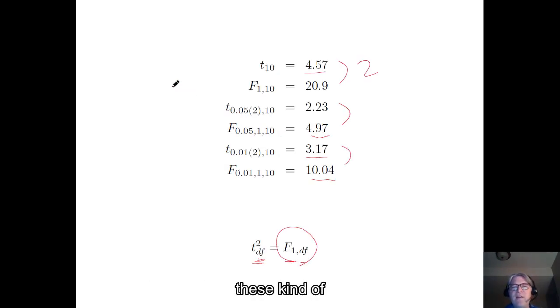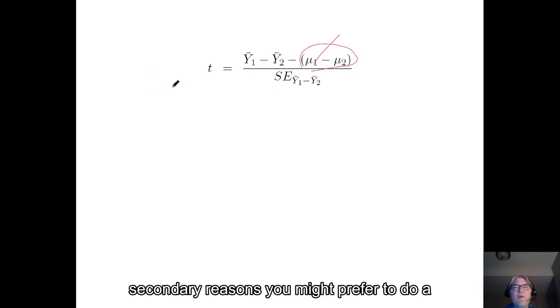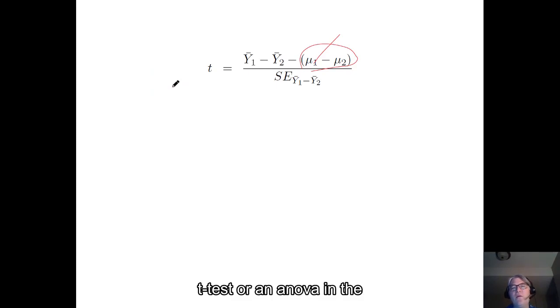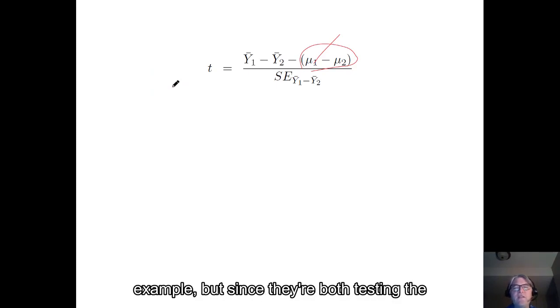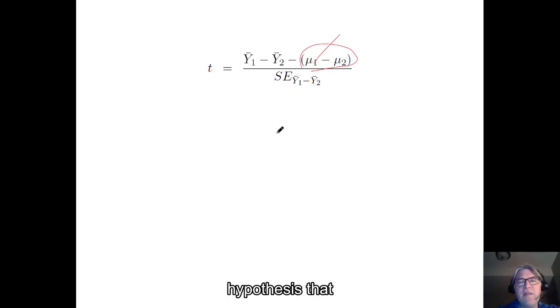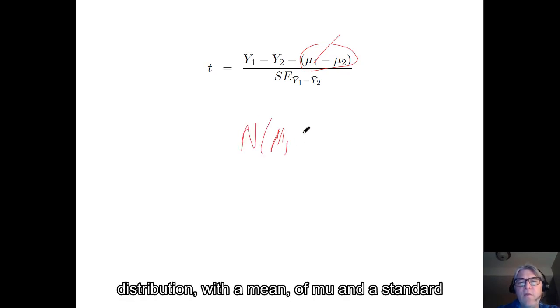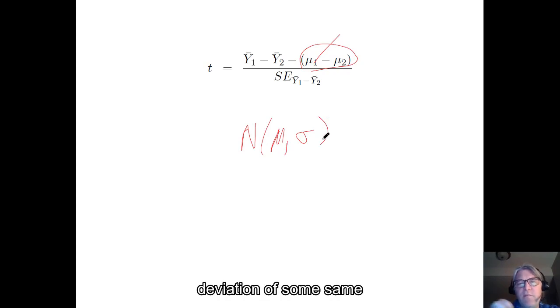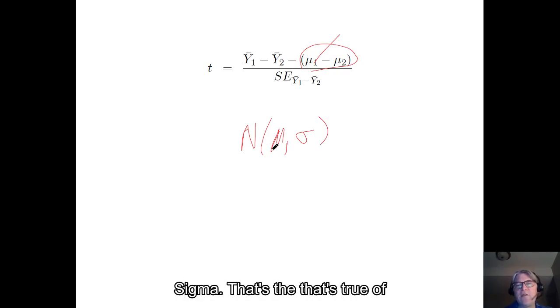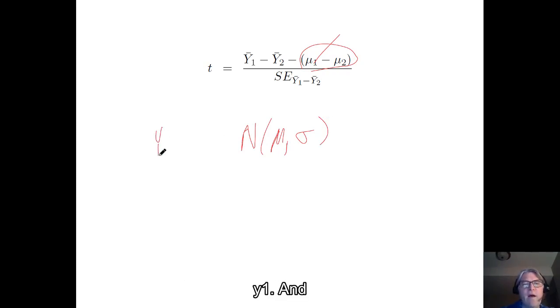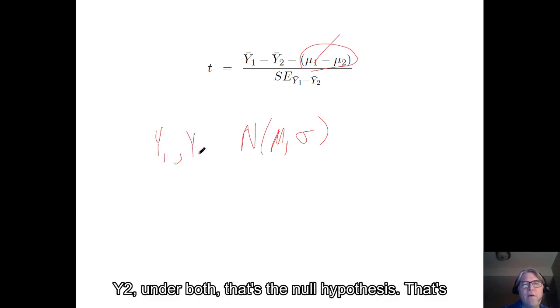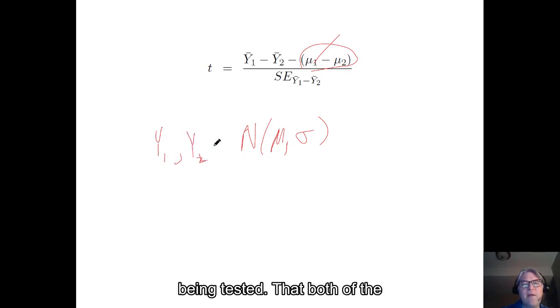So there are these secondary reasons you might prefer to do a t-test or an ANOVA in the example, but since they're both testing the hypothesis that each of the samples is drawn from a normal distribution with a mean of mu and a standard deviation of some same sigma, that's true of the Y1 and Y2 under both. That's the null hypothesis that's being tested.